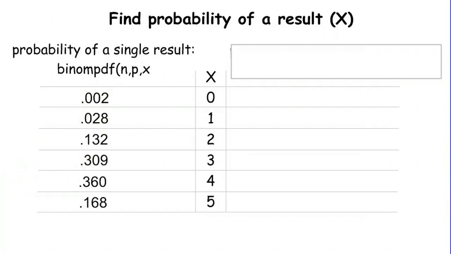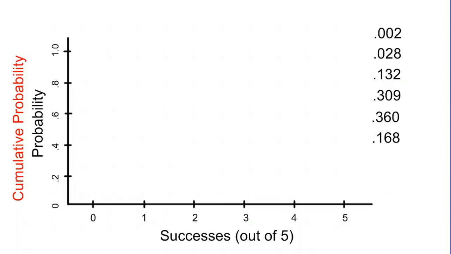Now, it's a lot easier to look at this data graphically than it is in a table. So if you were to make a simple chart of this, you've got 0.002, which is going to pretty much not even show up here, for 0. 0.028, also very small, just kind of a little blip down here. 0.132, very low probability for that, right in there. 0.309, so now we're all of a sudden getting up into the more substantial probabilities. And then 0.360, again a little higher, and then 0.168.